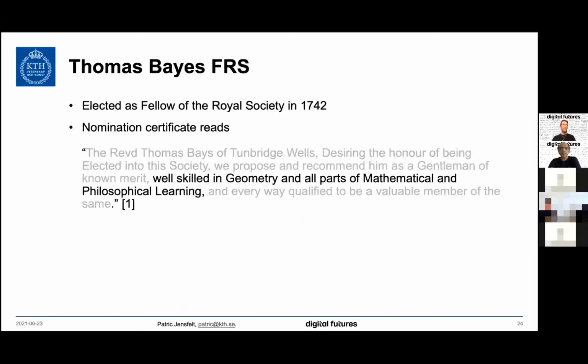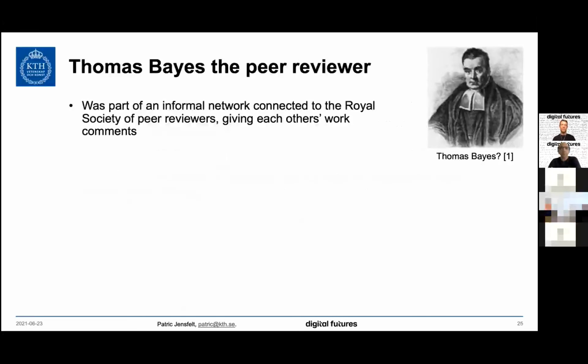All right. In 1742, he was elected to be a member or a fellow of the Royal Society. And in the nomination letter there, a certificate, it said that he was very skilled in geometry and all parts of mathematical and philosophical learning. Through this, he got access to a little informal network of peer reviews. So they were exchanging works between each other and commenting on that, giving each other critique and feedback so that they could improve their work, much like we do today.